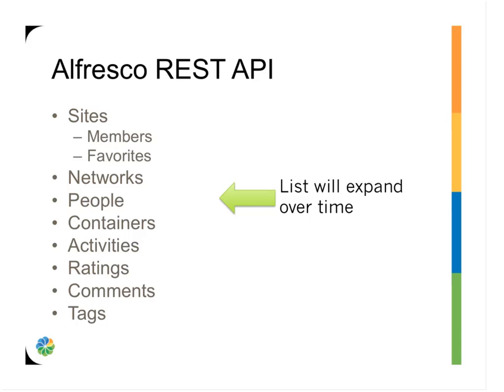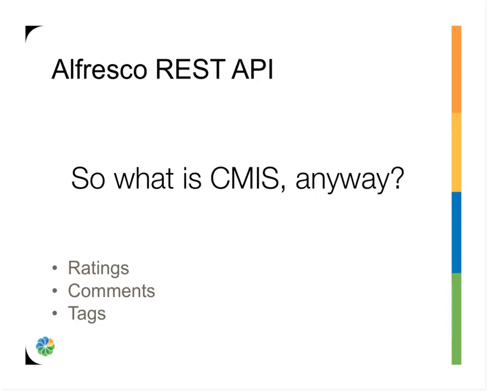The activity stream, ratings for a node, comments on a node, tags on a node. So those are the things that are covered, and you can look at the documentation that I mentioned earlier that's on the developer portal to find the exact URLs and syntax, both for making those calls and for getting the response back.